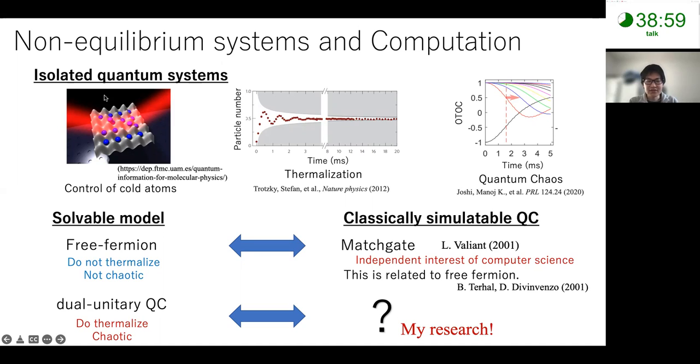Recently, isolated quantum systems have attracted growing interest, mainly due to the development of experimental techniques such as control of cold atoms. One interesting research field is to study how isolated quantum systems equilibrate to thermal equilibrium, so-called thermalization. Another interesting phenomenon is quantum chaos, and the definition of quantum chaos is a very controversial and hot topic.